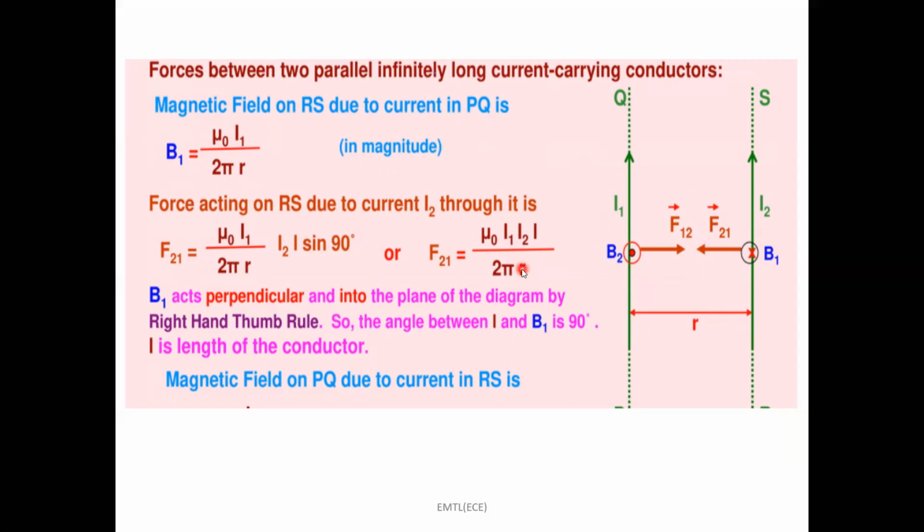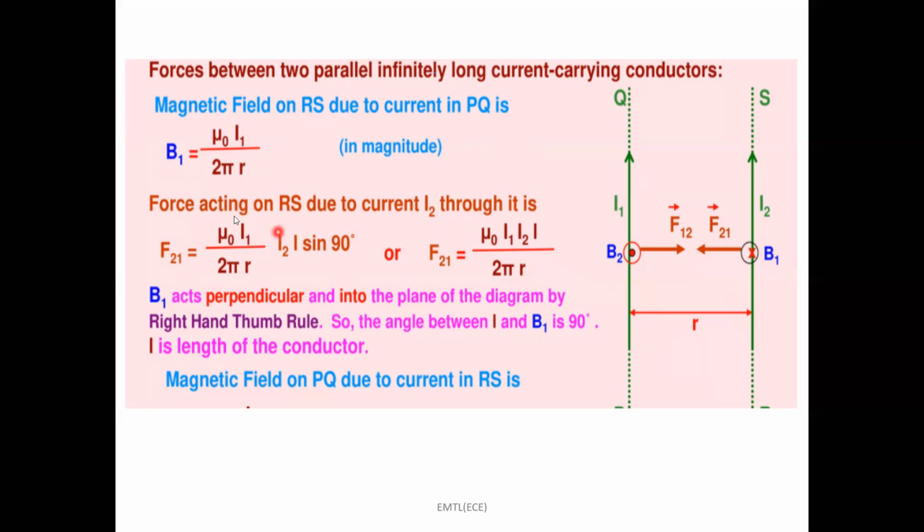Now it is at a distance R. As we already discussed in Biot-Savart's law, the magnetic field developed due to a current carrying conductor is expressed as B is equal to mu naught I1 by 2 pi R. Here, this is the magnetic field at the RS conductor due to the PQ conductor. So that's why we write the I1 value here, and R is the distance between the point where we have to find the magnetic field and the line, that is small r.